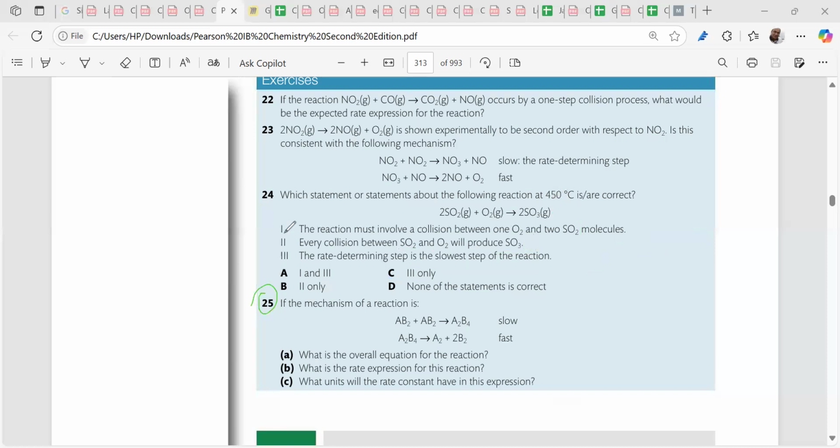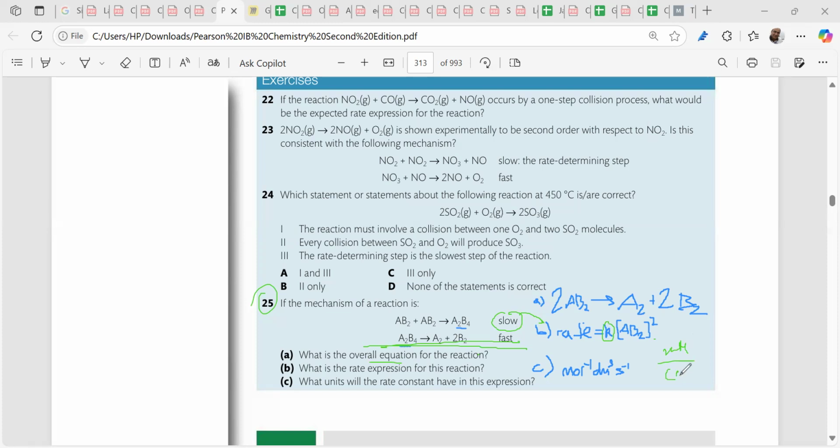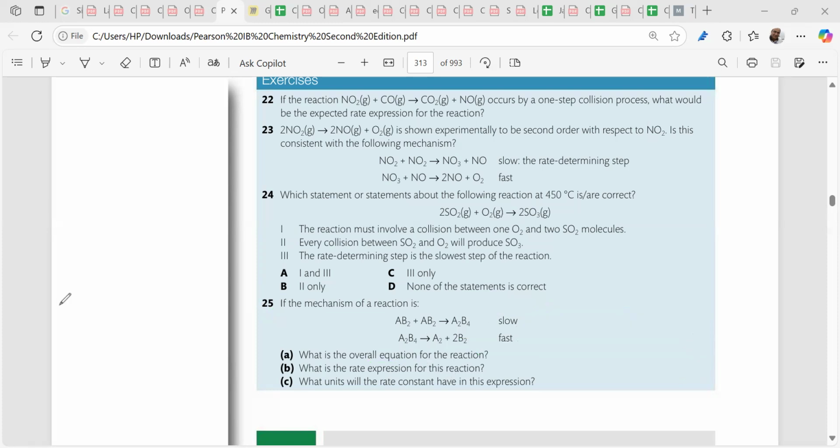Can you do this? I'm just coming back in 1 minute. First step, rate expression will be K into AB2 to the power of 2. Wonderful. To get the overall reaction, we add up these two steps, right? To find out the rate constant, what you do? Rate divided by concentration of AB2 to the power of 2 is equal to K, whatever cancels out and all, right? Is it clear? Now you're strong in this, right?